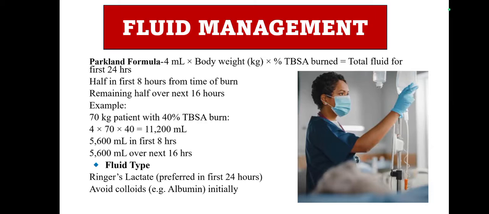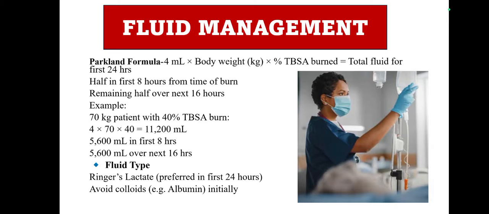So here we use the Parkland formula. The formula is 4 ml into body weight into percentage of TBSA, that is total body surface area. The percentage of burn we can get from the file of the patient who has undergone burn injury. There it is written how much percentage of burn is there, how much body surface area is involved, that is 60% burn, 50%, 40%, 30%.